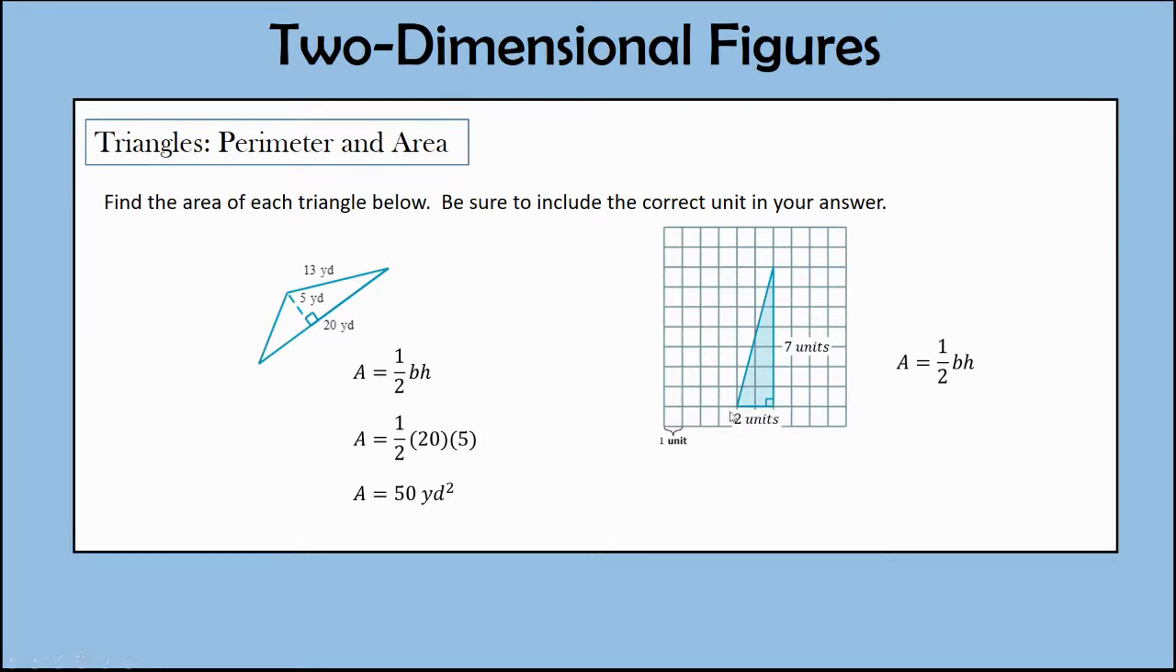The base is 2 units. The height is 7 units. There's no need to get fancy. We can just count because this is a horizontal, this is a vertical line. So we just count it out. Okay. So I know my base is 2. My height is 7. 1/2 times 2 times 7, that's going to be 7. And we just write units squared. We weren't given a dimension, but we're talking about units here. Whatever they would be, squared. Okay.